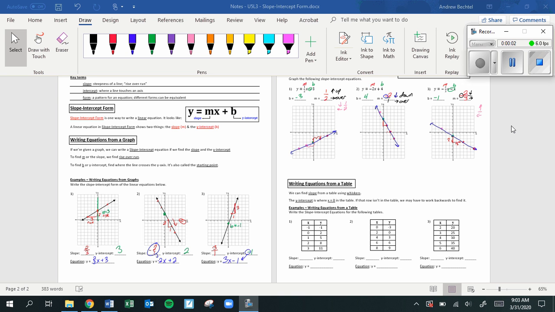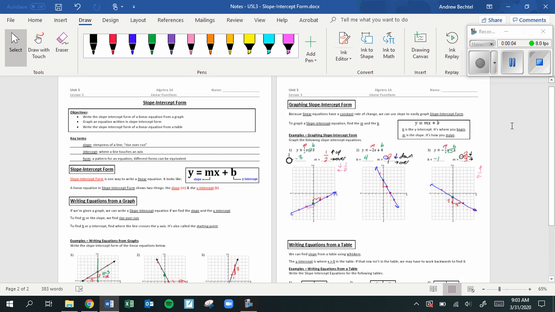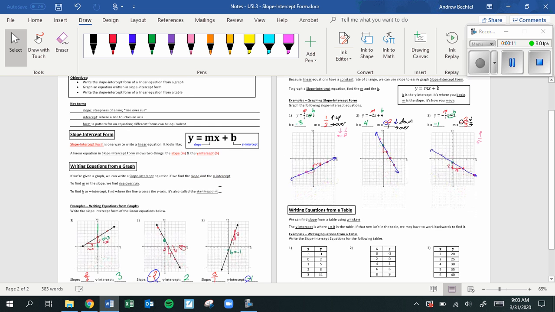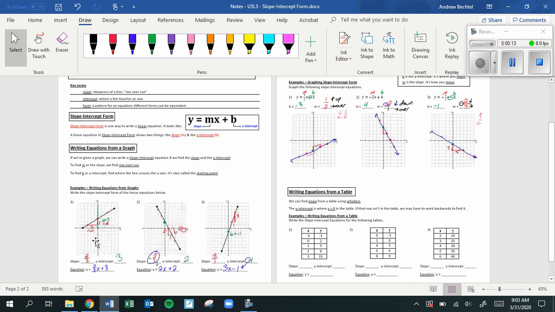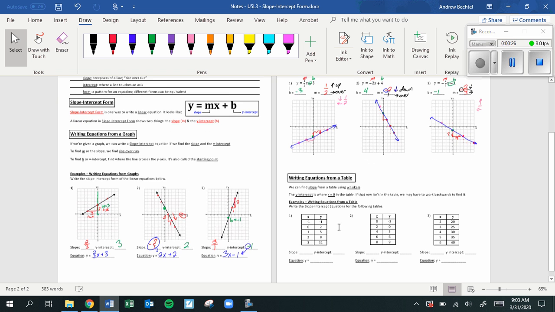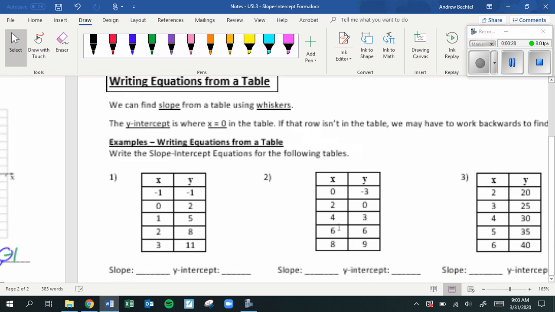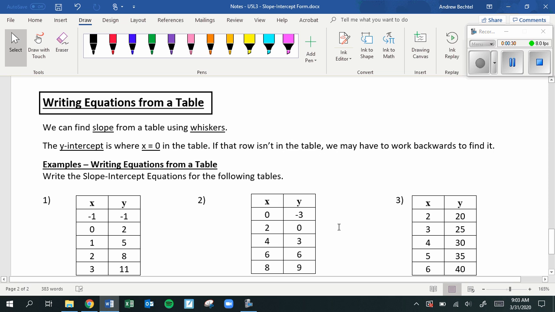Our third and final objective when we're working with slope-intercept form is to write the equation from a table. We saw earlier how to write a slope-intercept form from a graph. We found the y-intercept on the y-axis, and we used our triangles to find the slope. Just like the name implies, slope-intercept form needs you to find the slope and you to find the intercept. So if we want to write it from a table, we can still find those two pieces of information.